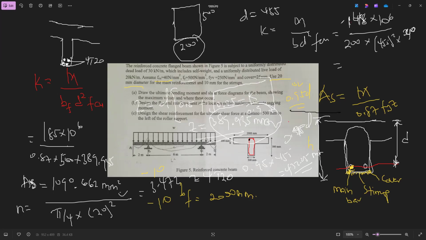With the hogging, we are designing for a rectangular section. The other one was a flange.